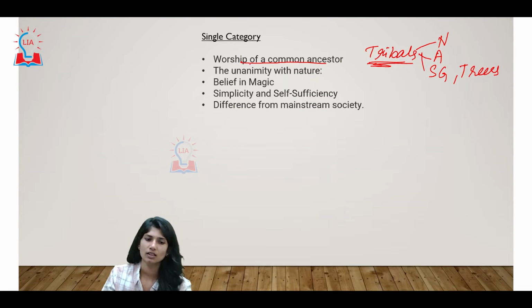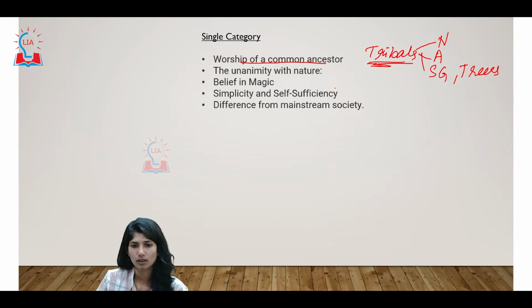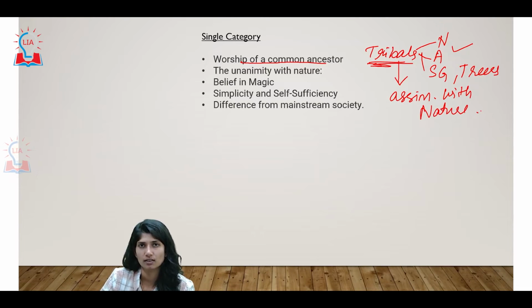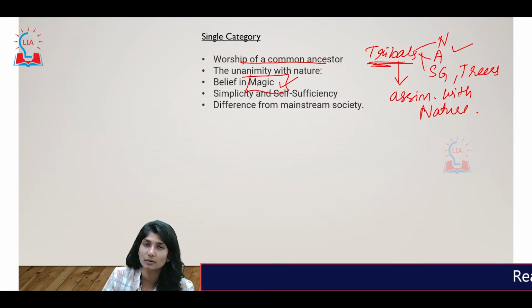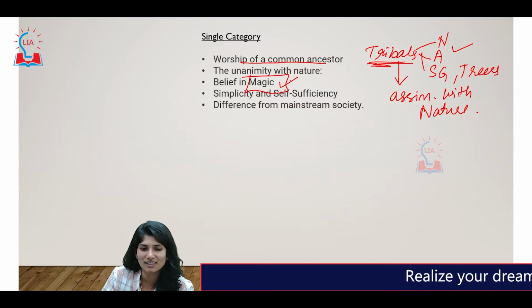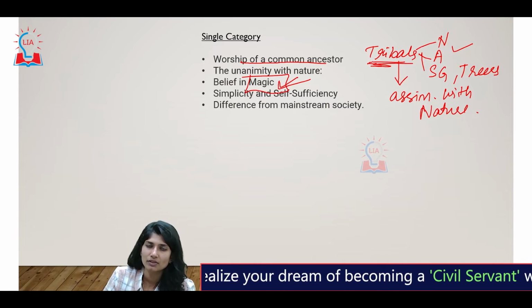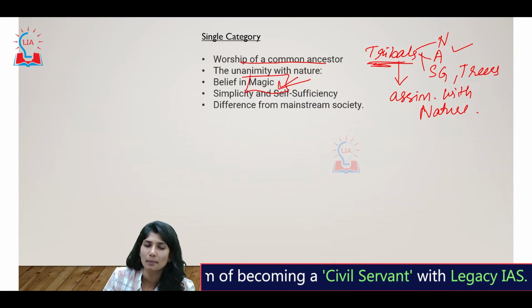Next, animism and oneness with nature. They are one with nature, as we say. They pray to nature. Tribals have assimilated themselves with nature. They continue to live harmoniously with nature. Next, the belief in magic. Now here, magic is not your contemporary version of magic or the Hogwarts version of magic. Here, magic for them is a belief system. The belief system of tribals is what we are calling magic.